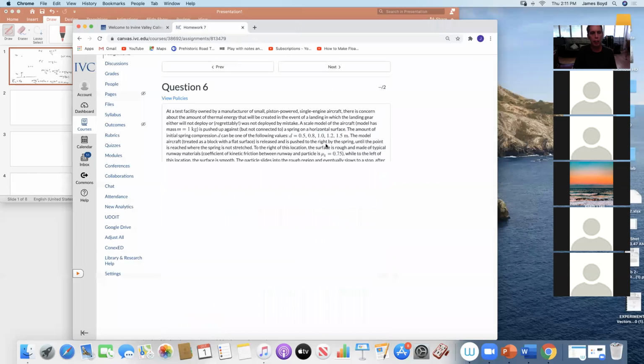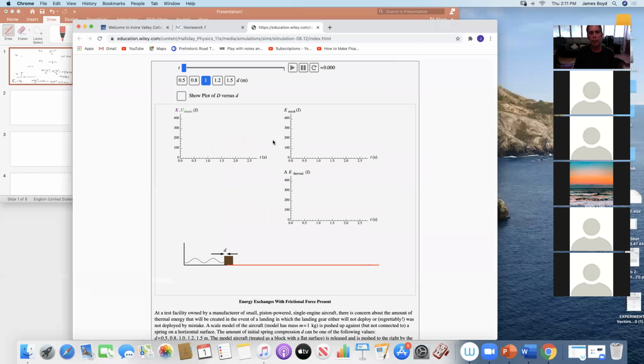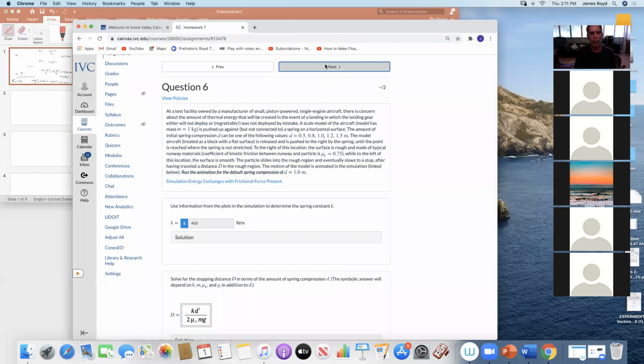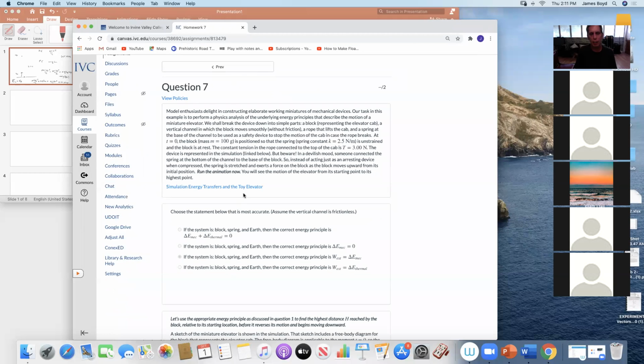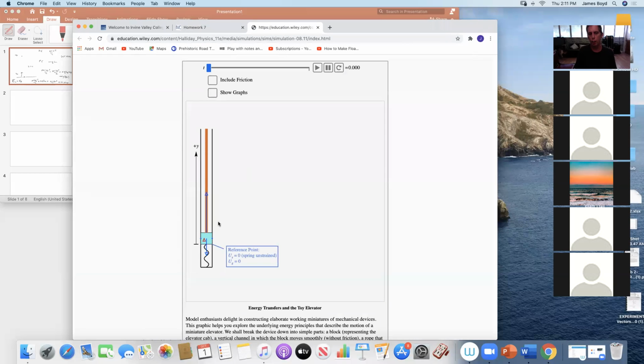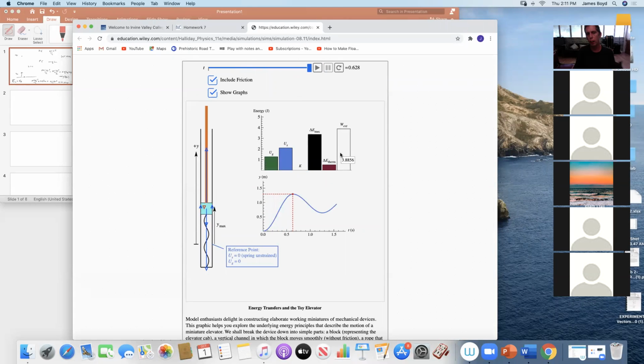6 is a test facility of a rocket. It's just friction on a rocket and how it slows it down. Rocket car, I guess. And then 7 is a toy elevator with friction. And in 7, you can include graphs, and it shows you what happens with the work, external energy, mechanical energy, kinetic energy, and so on.